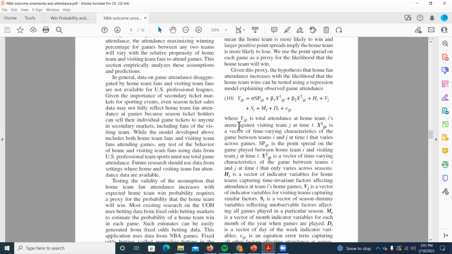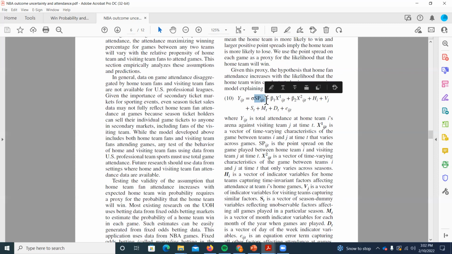A vector just means a column of, or they have all these other things that they're trying to hold constant. And we'll look at what some of those are. SP is going to be the main thing we're going to focus on, which is the point spread of the game being played between the home and visiting team. They've then got some other characteristics that they hold constant, some home team characteristics, et cetera, et cetera.